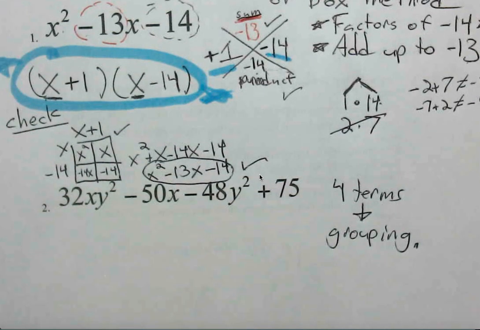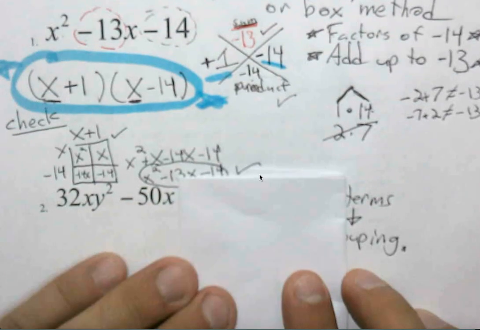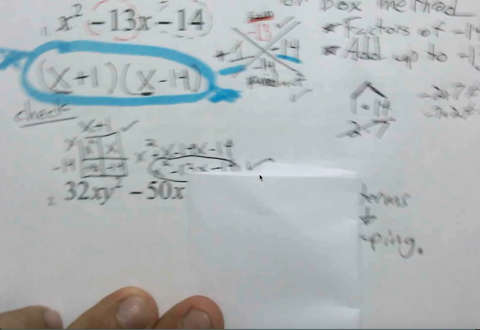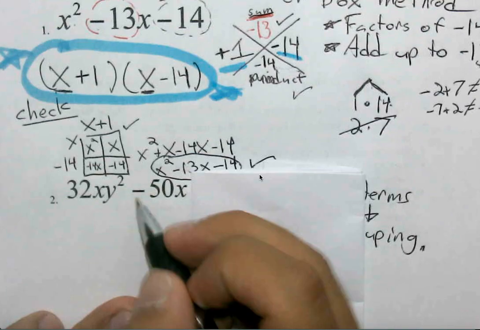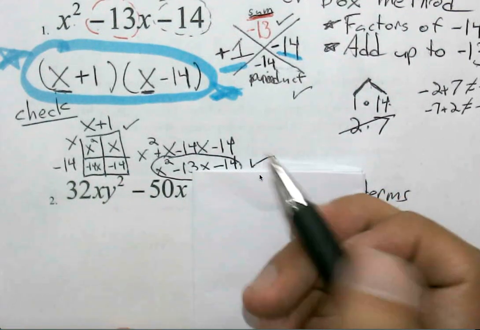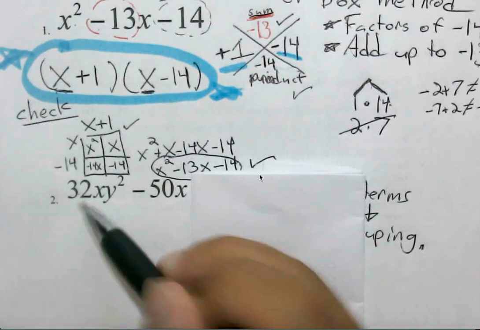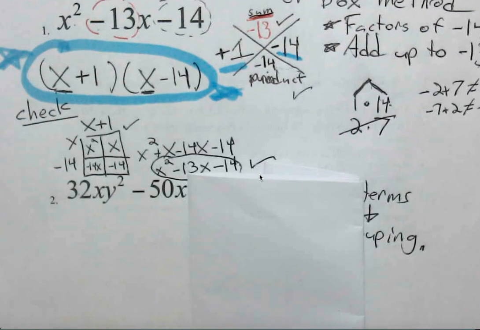So you might recall from Algebra 1 that if we have these 2 terms, this might be something where we have to factor out what they call the greatest common factor. So if we're looking at this 32xy squared minus 50x, we're looking for the numbers that are in common with 32 and 50. I'll give you a moment to think about what's the highest factor of these 2 numbers, 32 and negative 50. So hopefully you're saying 2.